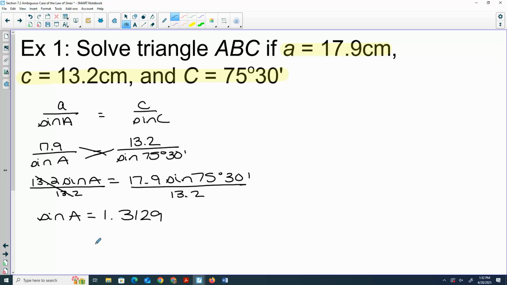Is that possible? No, sine can only be between -1 and 1. So right now, if I try to do the inverse, it's just going to tell me domain error. There is no triangle where this would exist.